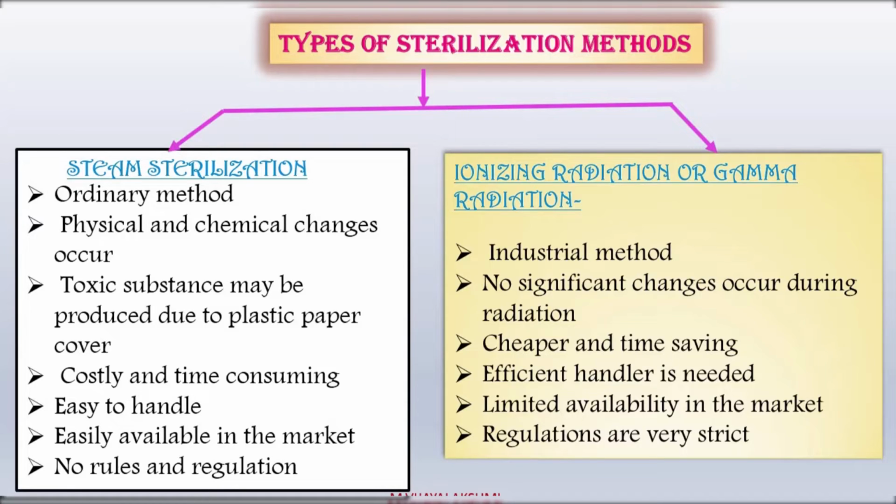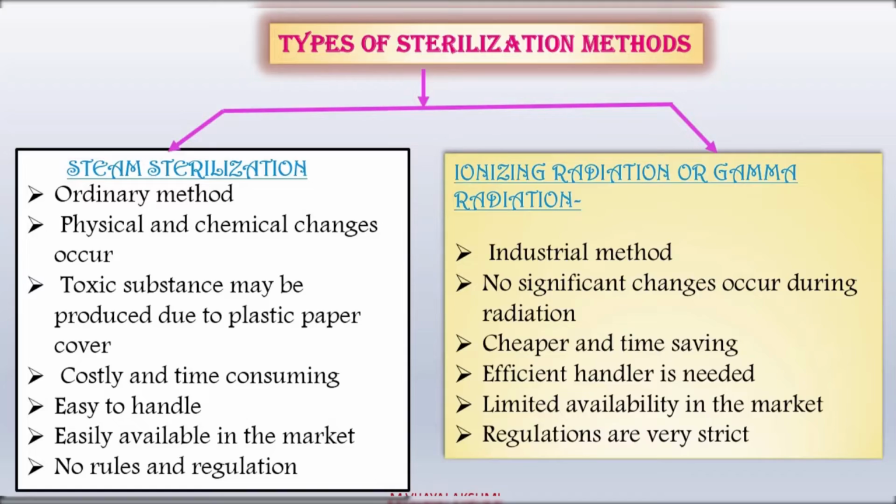And steam sterilization is easily available in the market because there are no rules and regulations for the steam sterilization technique. But gamma radiation has limited availability in the market, and also you must follow the rules as well as the regulations in a strict format. That's why it is a limited available resource in the market.